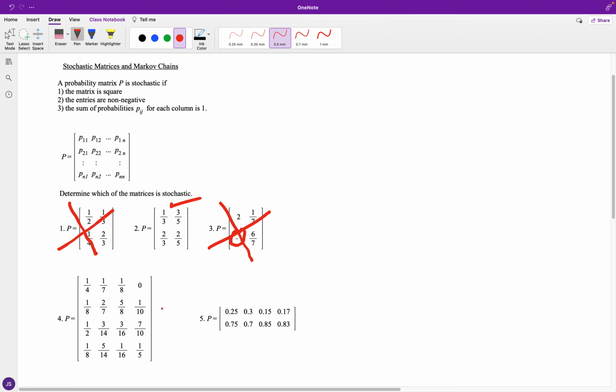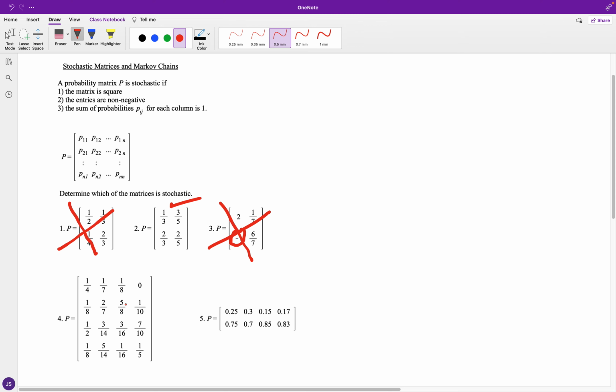For the next matrix, this time we have 4 rows and 4 columns, so another square matrix. All the entries here are non-negative. Now the sum of the probabilities for each column must be 1. In the first column, 1/4 and 1/8 added to 1/2 and 1/8 add up to 1. In the second, 1/7 plus 2/7 is 3/7, and converting to 14ths, 3/7 is 6/14. Add 3/14 and we have 9/14. Plus 5/14 is 14/14, so that sum is 1.